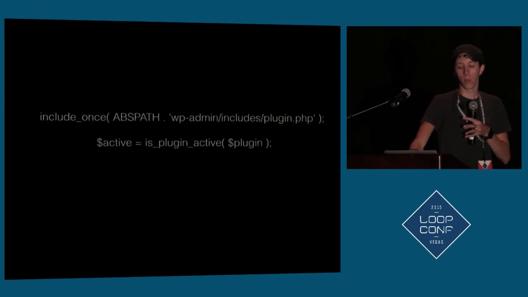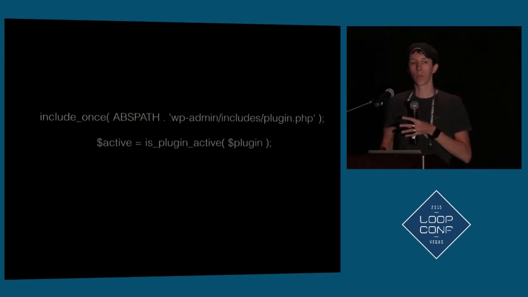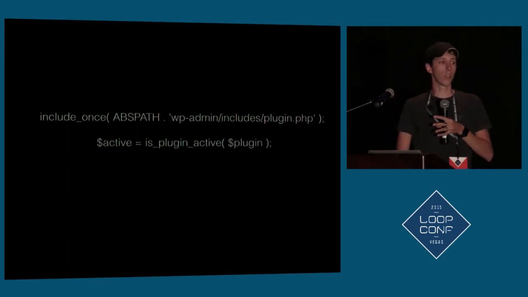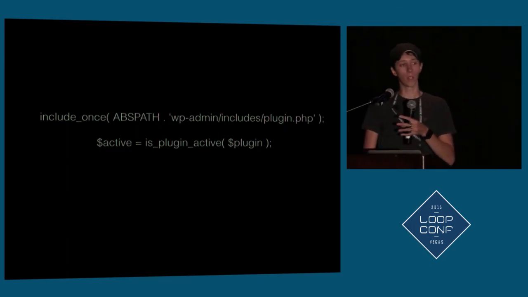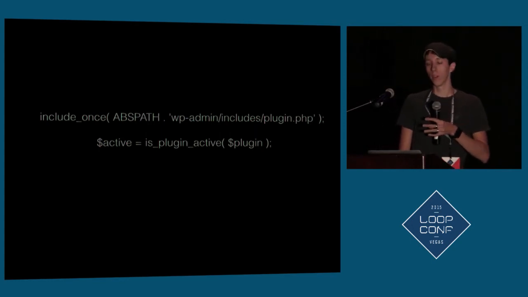WordPress has a file called plugin.php, and this file is used extensively in plugins. It's used extensively because there are certain functions in that file, such as is_plugin_active, that people want to use. But it's not available throughout all of WordPress. In certain instances, you have to load the file yourself. So that means there are thousands of plugins out there that are loading plugin.php.